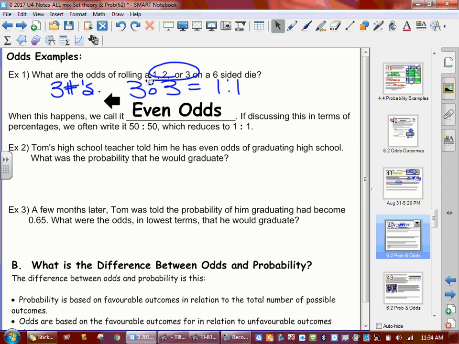So we got Tom here. It was originally Mr. Kennedy, but I changed his name to Tom because I figured I'd be nice to him. What's that?